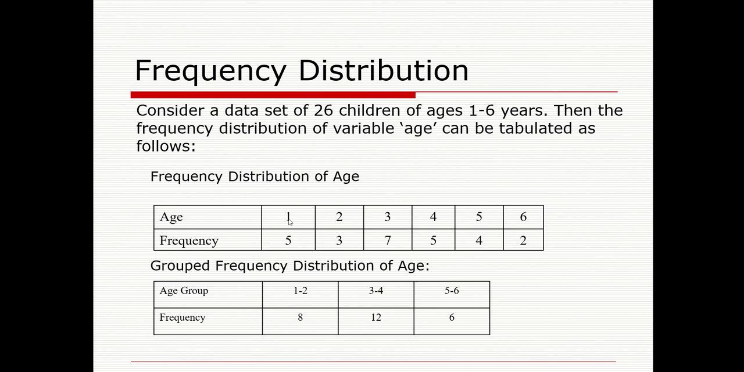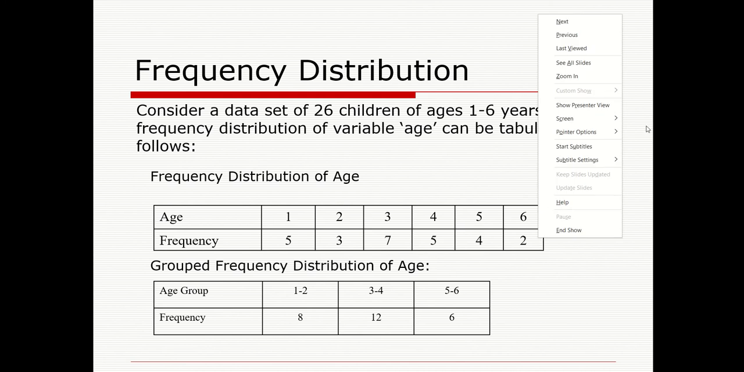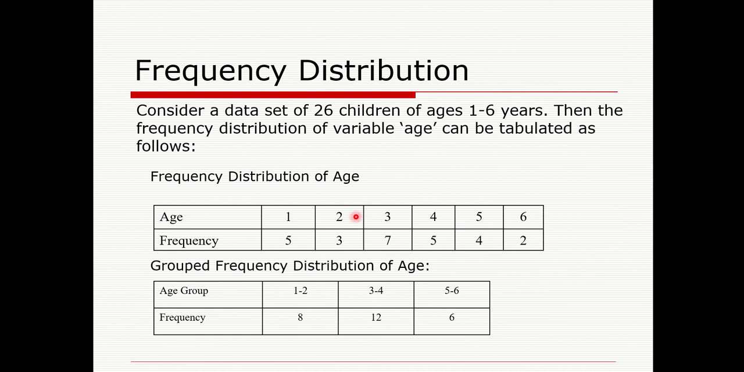So how do I find it? Look here, the ages of 1 and 2 are in this group here, so 5 plus 3 is 8. 3 and 4 are in this group, and here 7 plus 5 is 12, and here 5, 6, age group 5, 6, 4 plus 2 is 6.